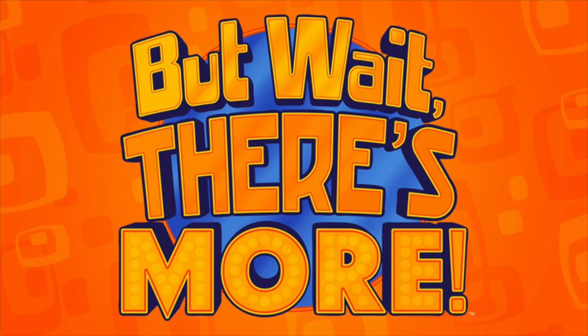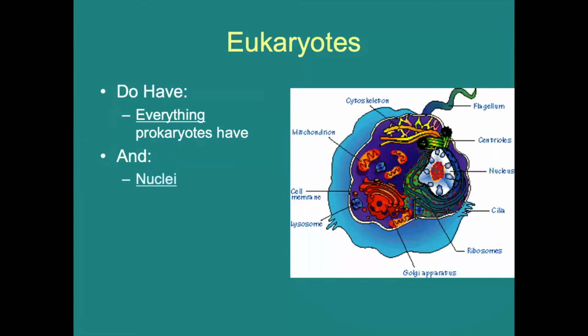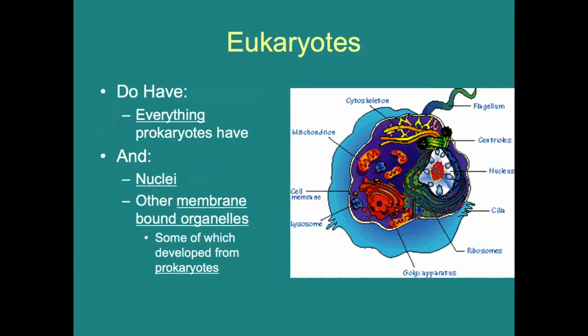But wait, there's more. We also have nuclei. Over here, this kind of weird thing is a nucleus. It's holding all your DNA in place so it doesn't get all damaged by all the organelles. And it has other membrane-bound organelles that are going to have jobs to do. And I'm not writing them all here because we're going to go down the list in a little bit. Interesting fact, though, some of those organelles used to be other prokaryotes.